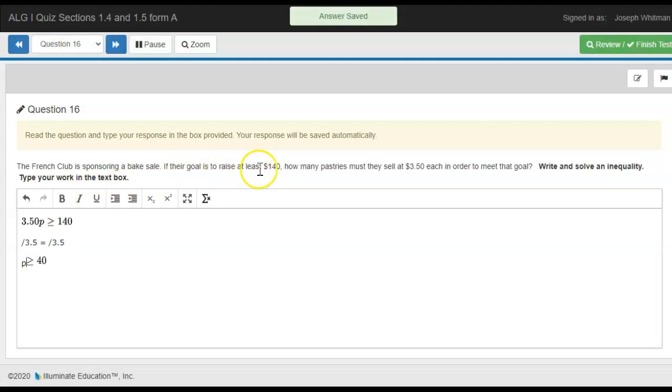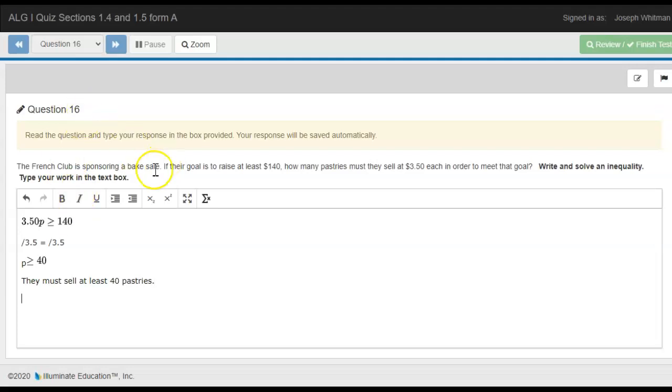So the goal is to raise at least $140. How many pastries must they sell? So now you answer the question. Type your work in the text box. We did that. They must sell at least 40 pastries.